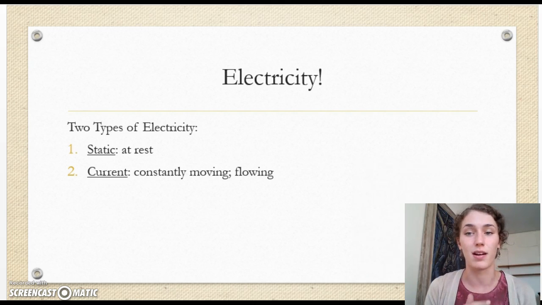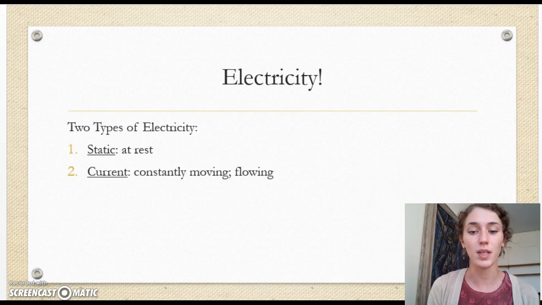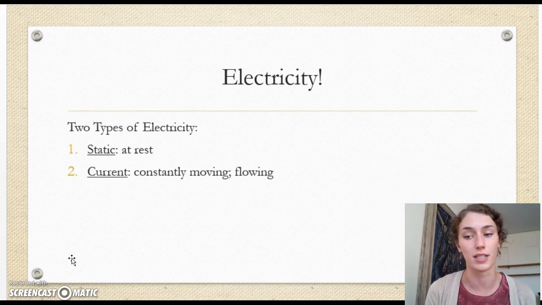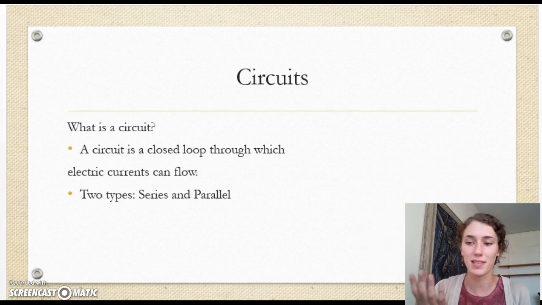That means there are electrons or energy stored and at rest until they are probed through that poking that will release the electrons. But we will mainly be focusing on current electricity, and that's what you will see demonstrated through circuits. But what is a circuit?